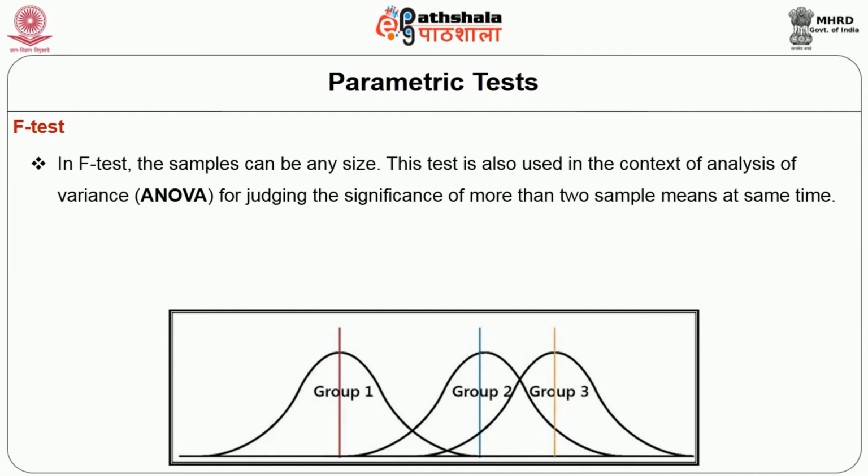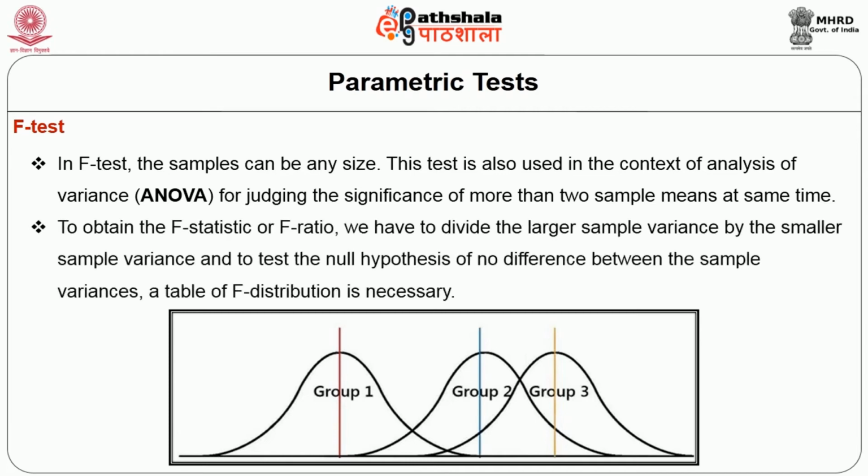This test is also used in the context of analysis of variance, for judging the significance of more than 2 sample means at the same time. To obtain F statistics or F ratio, we have to divide the large sample variance by the smaller sample variance, and to test the null hypothesis of no difference between the sample variances, a table of F distribution is necessary.